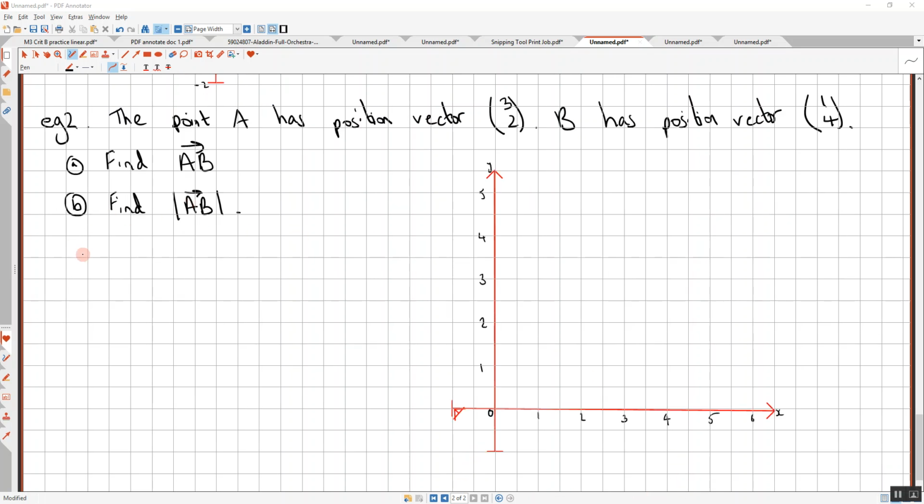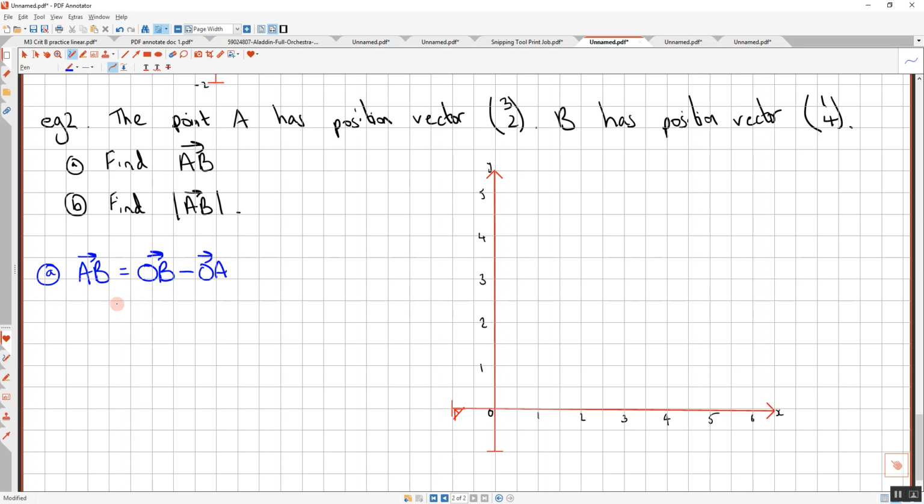Alright, so to work out A to B, how did we go about doing that? Anyone? How do we work out A to B? There was a way that we did it last time. Come on, I need you to speak to me. Anyone? Okay, which is? Position B, OB. Alright, OB minus OA.